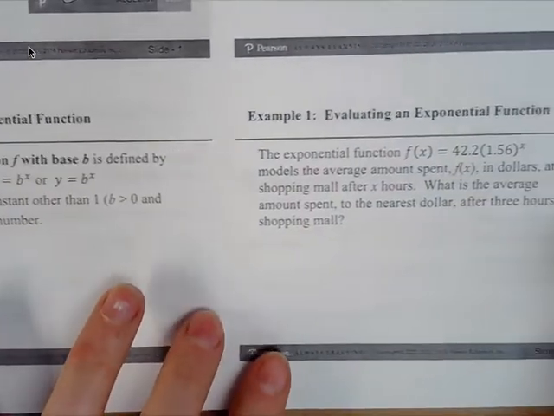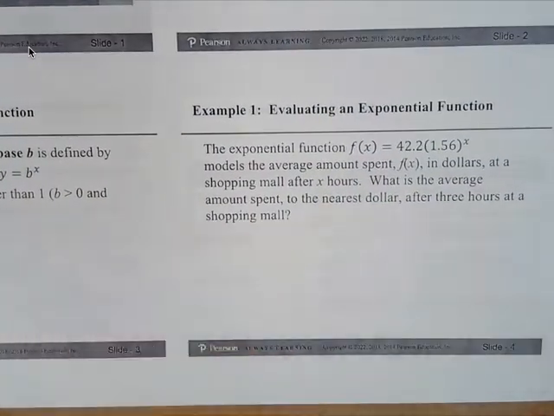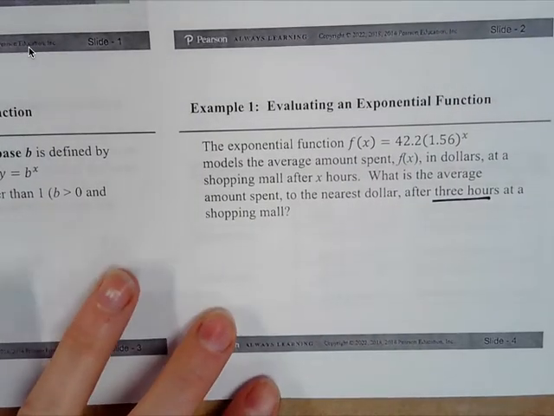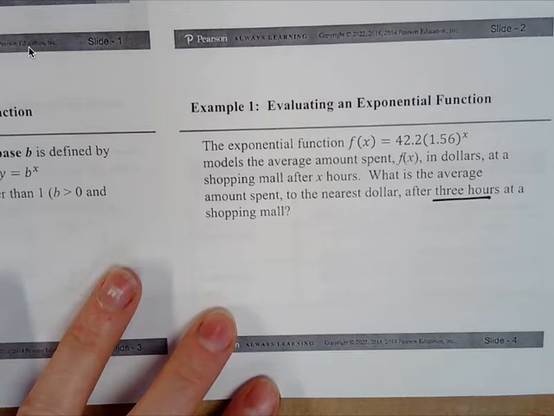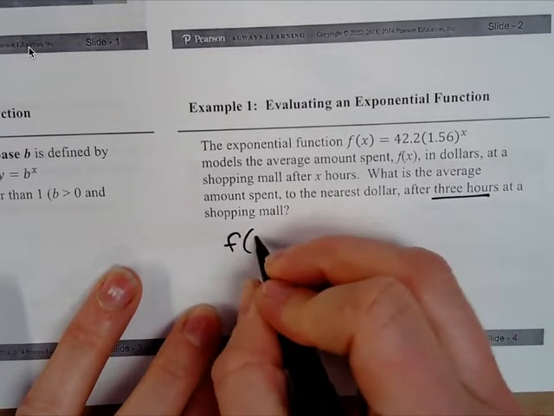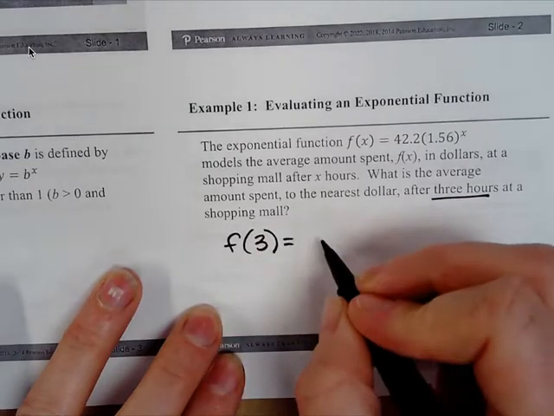The exponential function f of x equals 42.2 times 1.56 raised to the x value models the average amount spent, f of x, in dollars at a shopping mall after x hours. What is the average amount spent to the nearest dollar after 3 hours at a shopping mall? So it's asking for 3 hours. After 3 hours, what is the amount spent? So that means we are going to plug in a 3 for the x value.